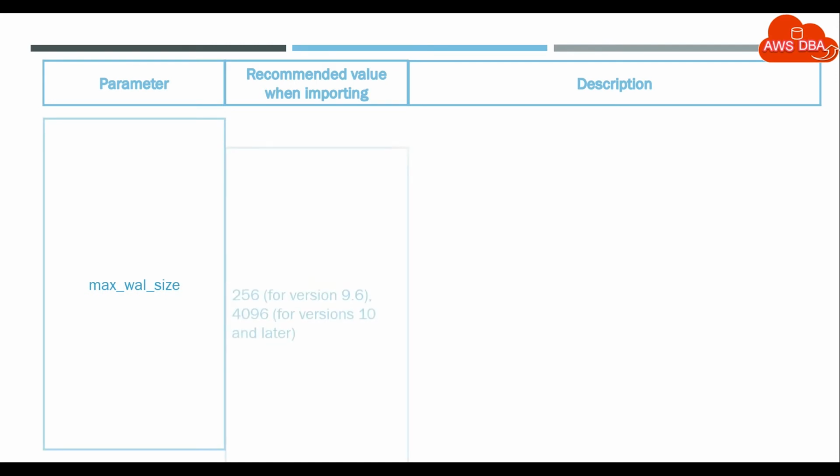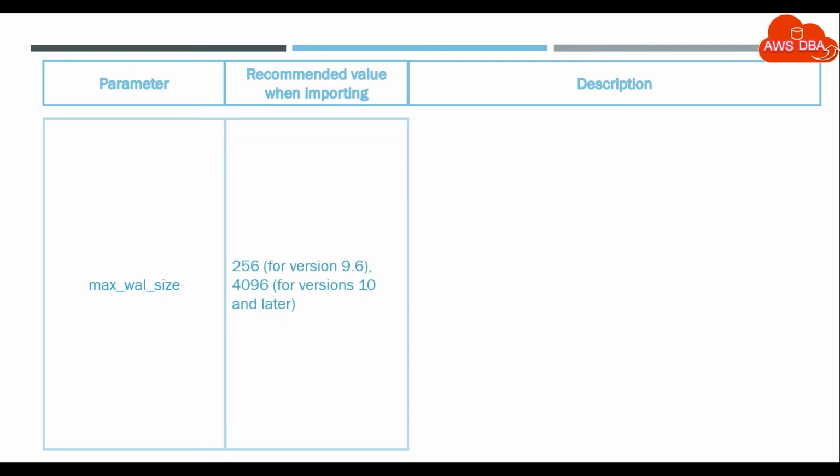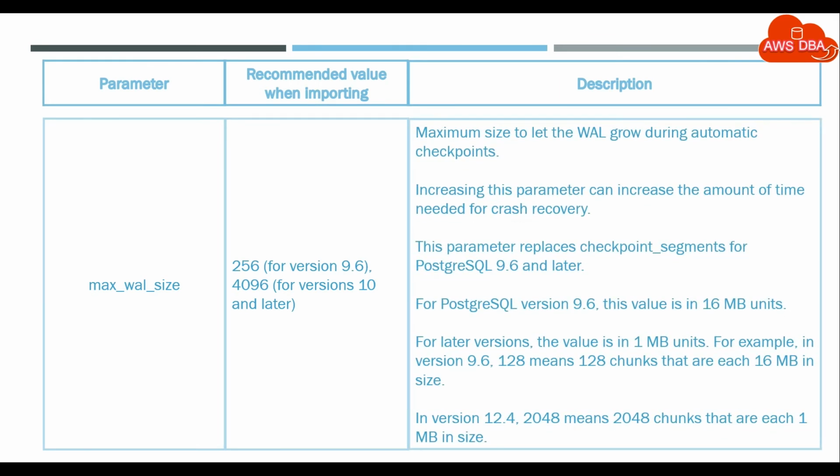max_wal_size: 256 for version 9.6, 4096 for versions 10 and later. Maximum size to let the WAL grow during automatic checkpoints. Increasing this parameter can increase the amount of time needed for crash recovery. This parameter replaces checkpoint_segments for PostgreSQL 9.6 and later.